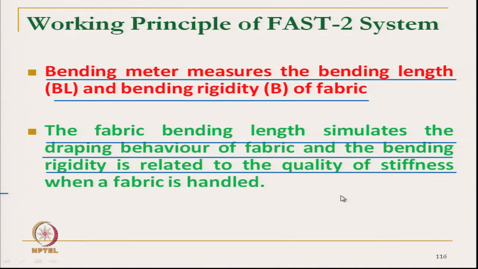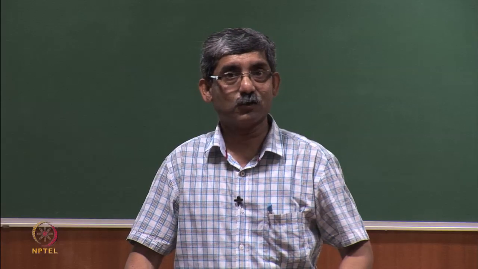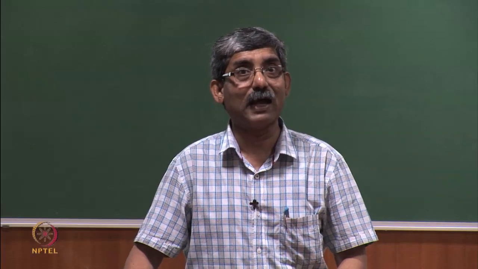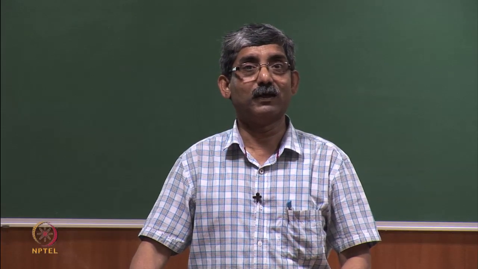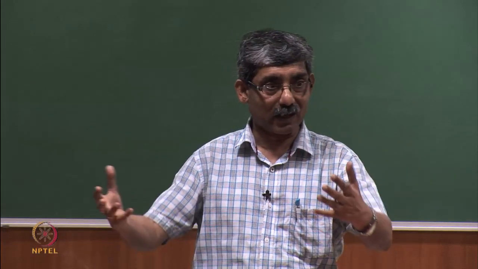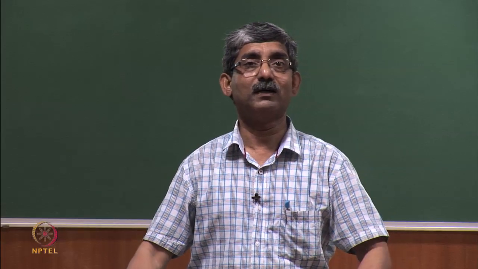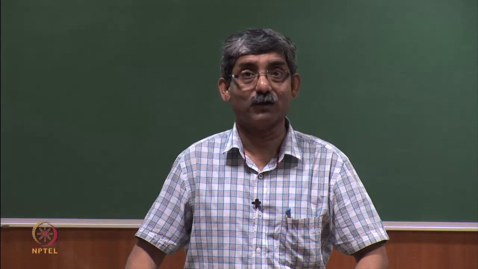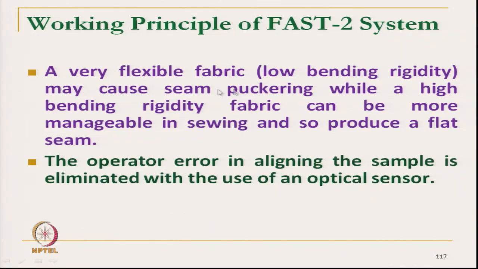So, this we can get, and which indirectly gives an idea about the stiffness of the fabric. So, stiffness indirectly gives the idea about the tactile sensation. So, from the BL value and the bending rigidity value, we get indirectly the idea of the tactile sensation of the fabric. So, a very flexible fabric with low bending rigidity may cause seam puckering.